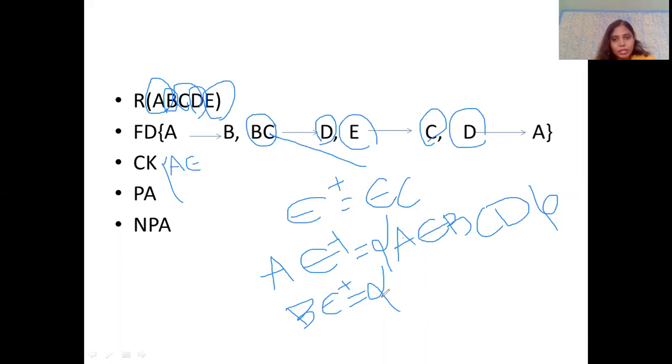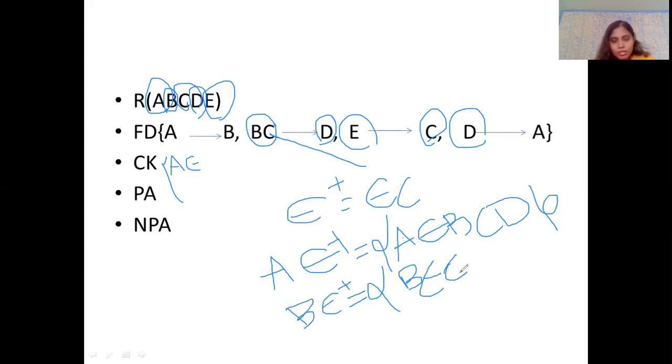So now with B, since it is reflexive, I will write B in my closure. Now I'll check with B. Is there any functional dependency that is determining other attributes? B alone is not determining any other attributes here. BC together is determining D. So I have to go and check the next attribute, E. E is determining C, that I will write in the list.